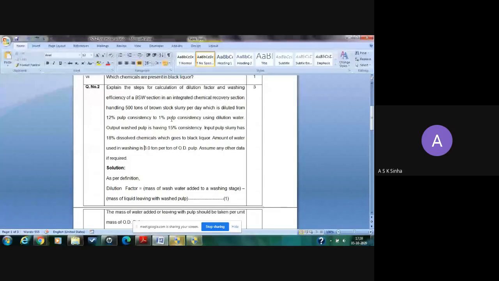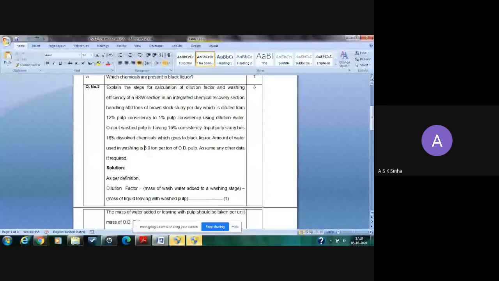So in this numerical, 15% consistency is given, and the input pulp slurry has 18% dissolved chemicals, which go to the black liquor. The amount of water used in washing is 3.0 ton per ton of OD pulp. That is the extra water used in the washing through the showers and dilution. So assume any other data if required. If there is a requirement, you can assume justified data here. So let us start with the first step.